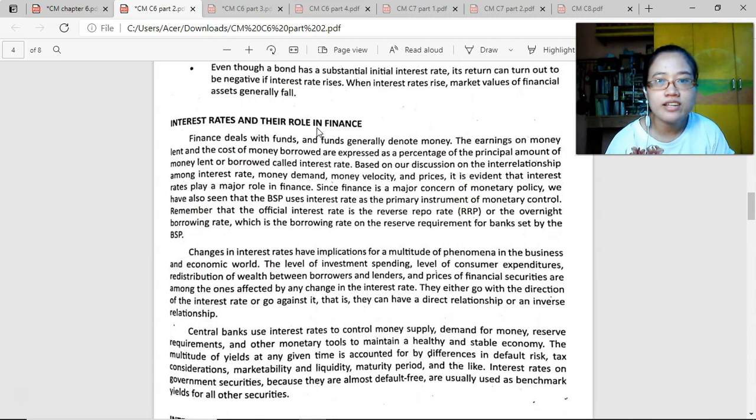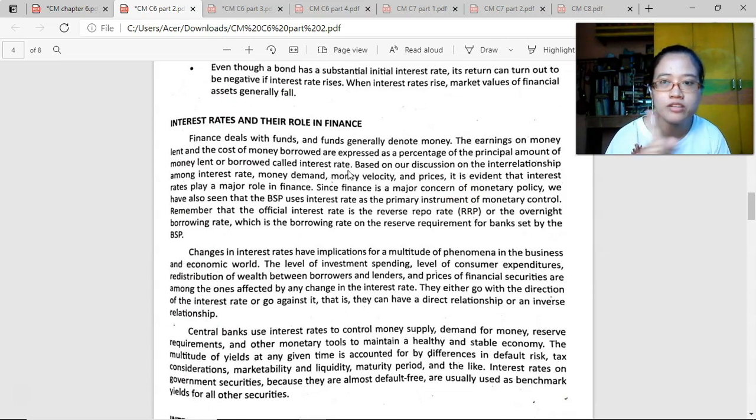Alright, interest rates and their role in finance. Ito yung pinakang point ng discussion. Finance deals with funds, and funds generally denote money. Okay, so di ba yung businesses, they could be funded two ways. Either yung mga owners magbigay ng sarili ng pera to the business, or yung businesses mangutang from creditors, mga lenders, or mga financial institutions. Okay, so ang tawag doon kasi financing, di ba? Funding. So, finance. The earnings on money lent and the cost of money borrowed are expressed as a percentage of the principal amount of money lent or borrowed, called interest rate.